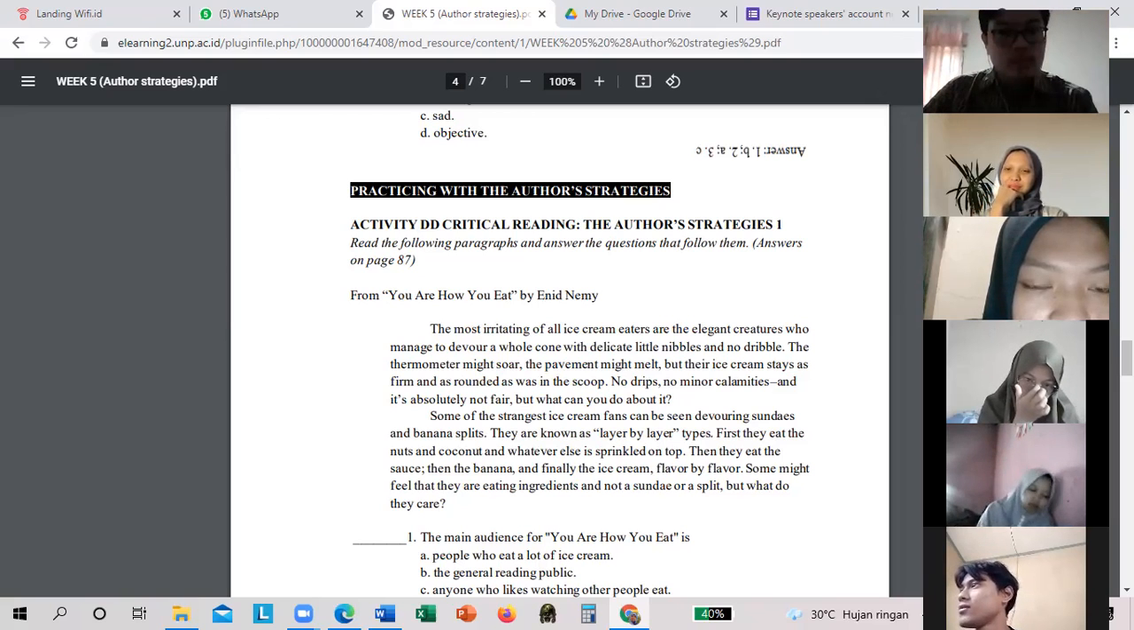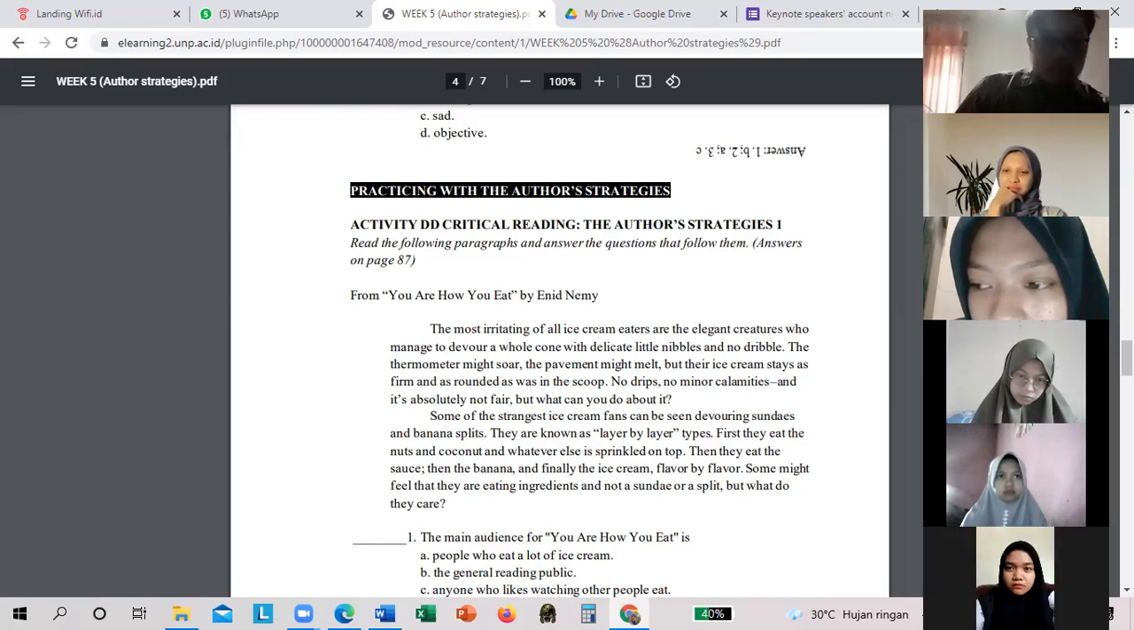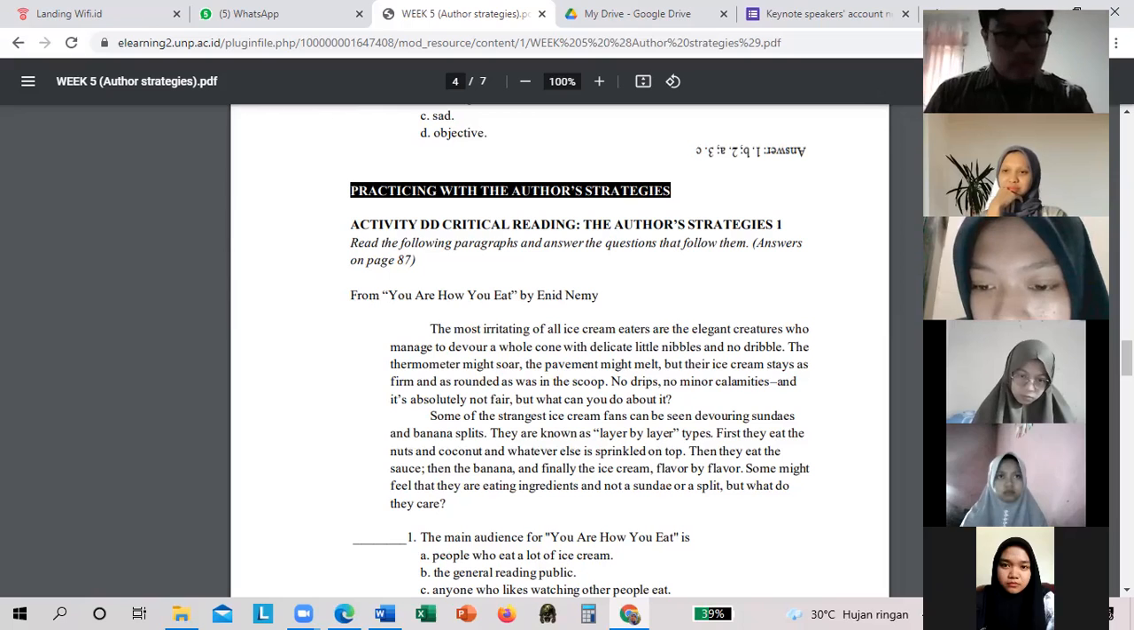Hafiz, what do you think about the second paragraph? Is it still the same with the first one? I think, yeah, they show how people are eating ice cream elegantly. That look like they are.